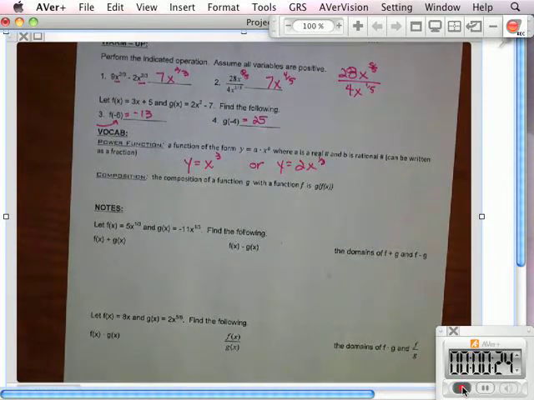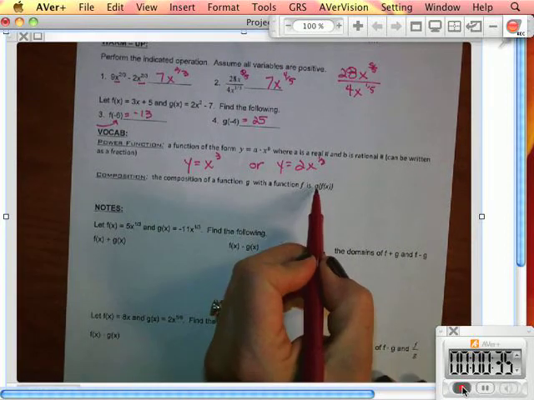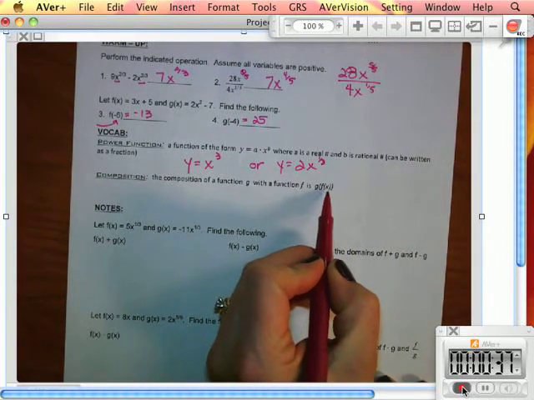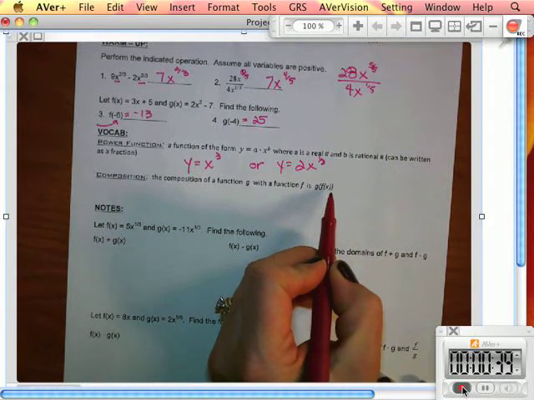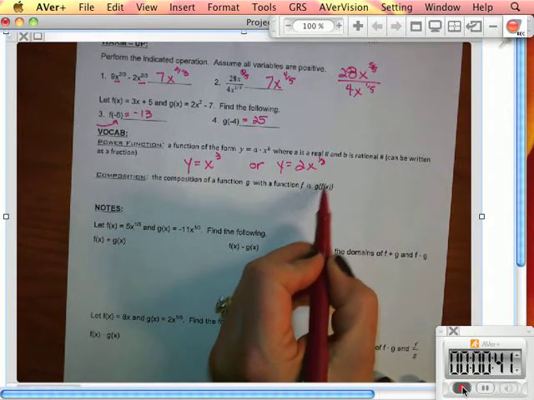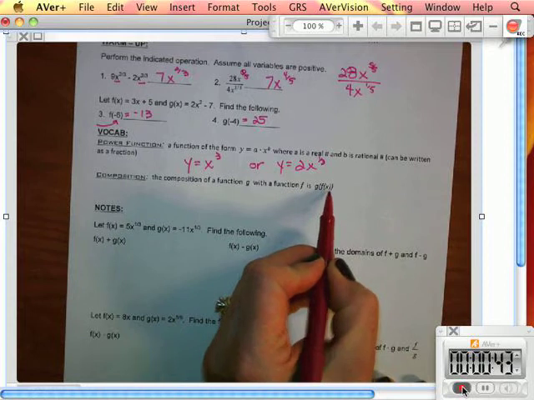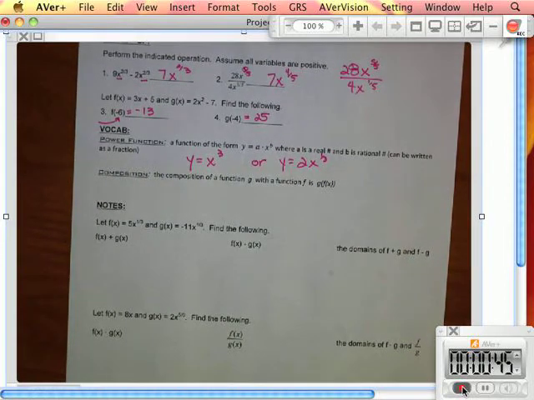Composition, this may be new. You may not have seen this before. I don't know if you do this in geometry at all. But the composition of a function g with f is g of f of x. Say it: g of f of x. Those parentheses kind of mean "of." And that's what we're going to do today.